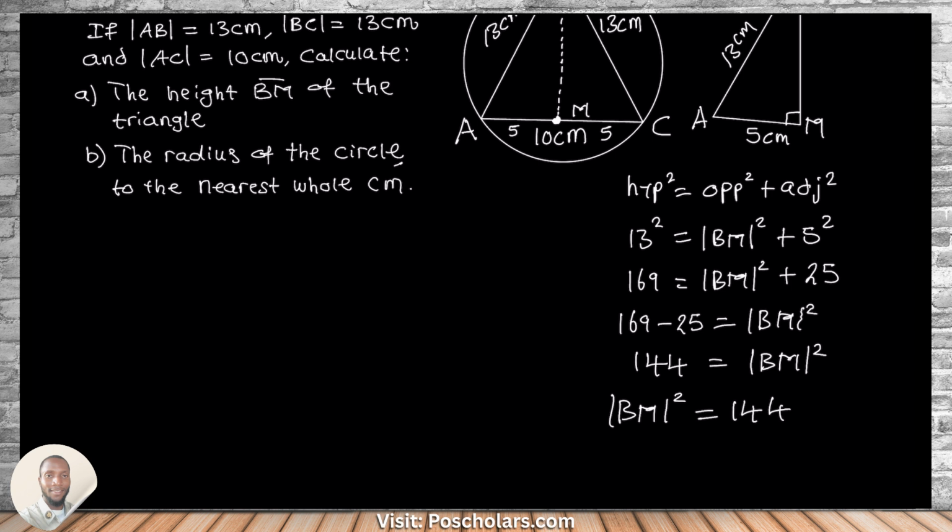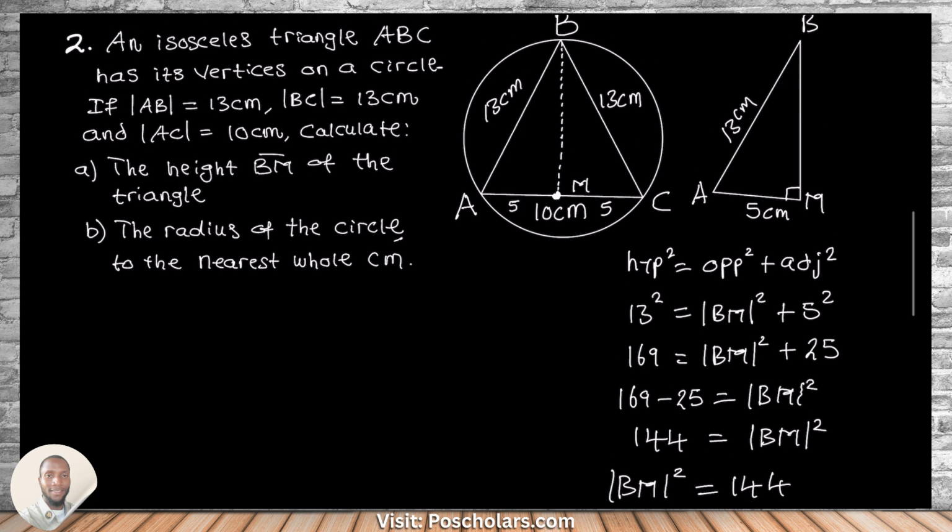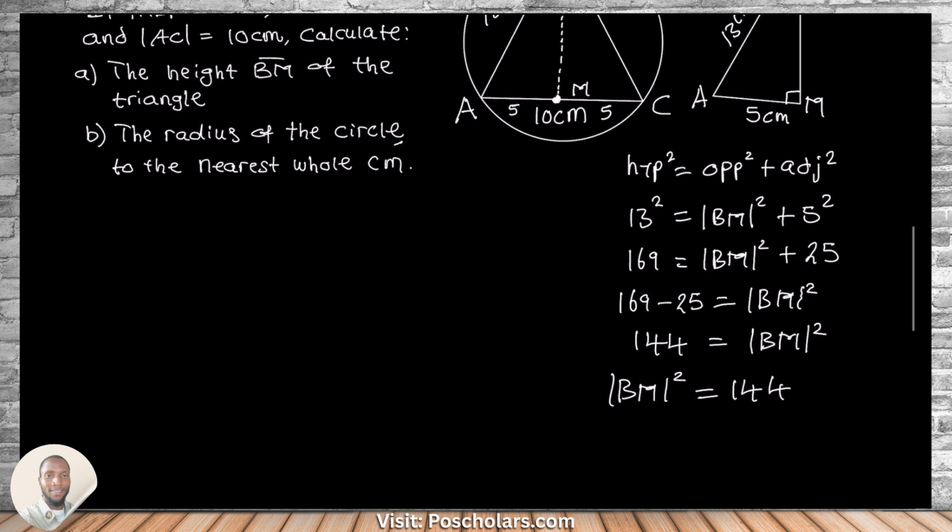Now we need to find BM. Look at the question. The question says calculate the height BM of the triangle, right? So this is height BM, which is represented as this. So we don't need BM squared. What we need to find is BM.